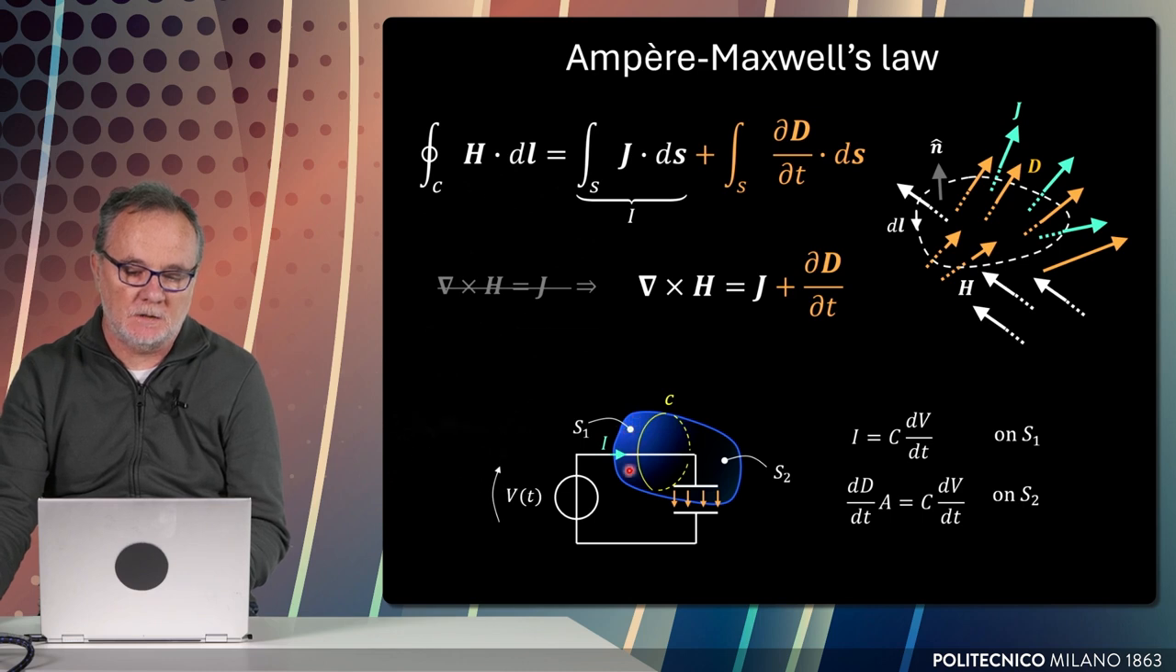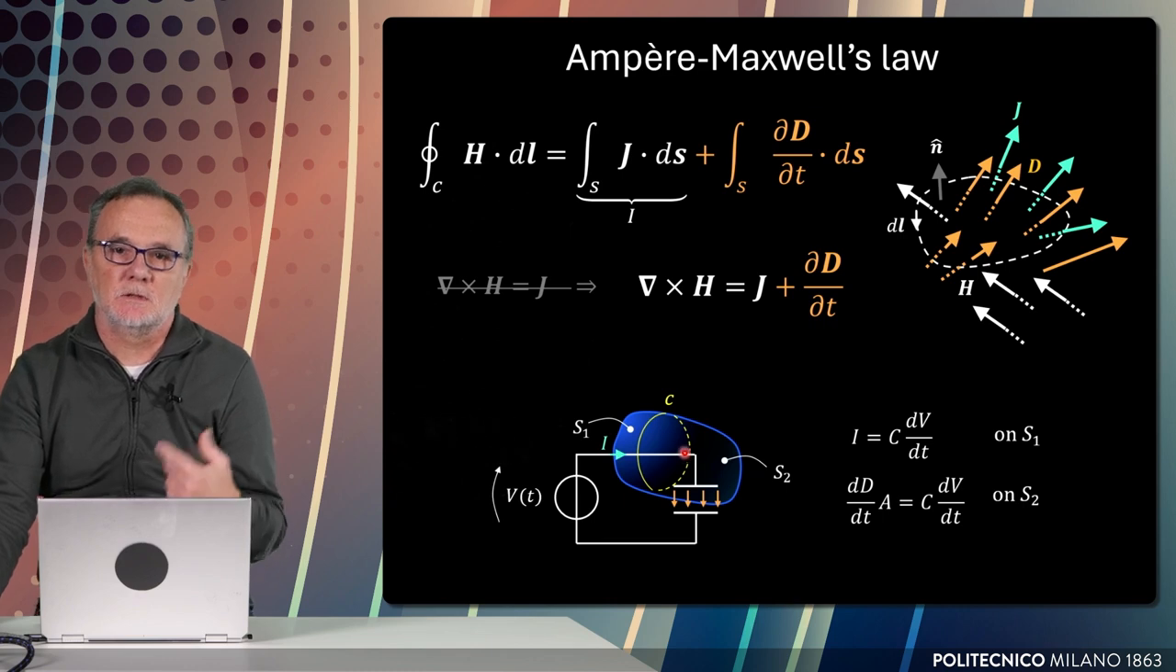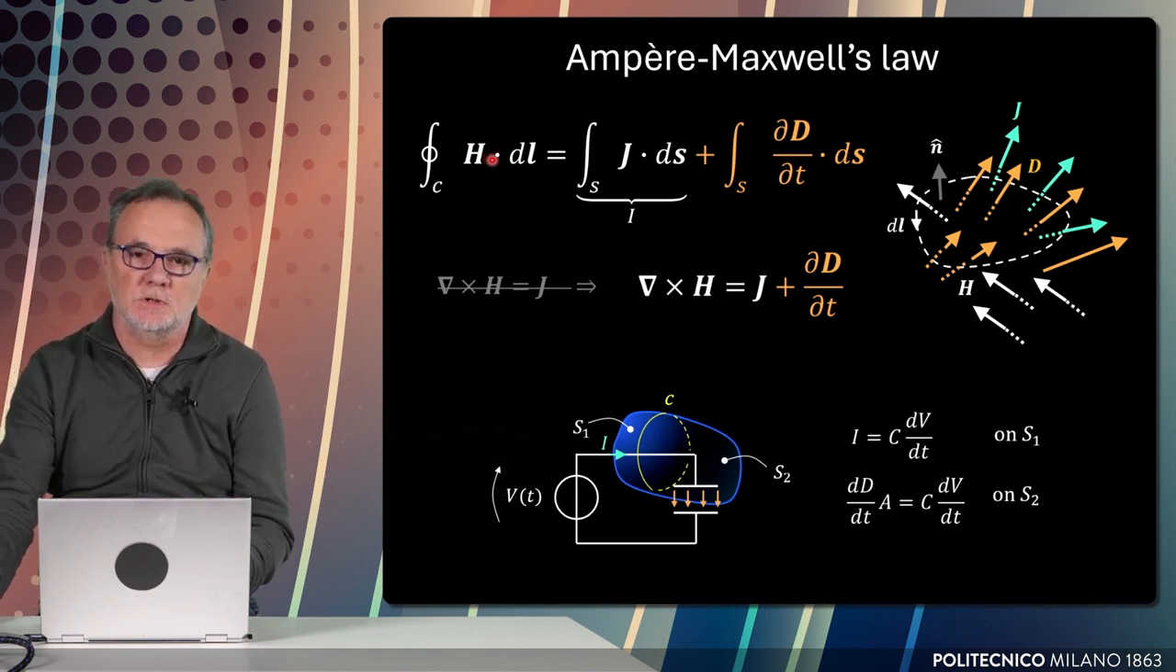Now, on the left part, it is quite clear that the circulation of H produces I, because it's the flux of I. On the right surface, S2, there's no I, because here in the capacitor, there's no current I. So what is the right-hand term contribution that equals the left-hand contribution, which is the circulation of H? It is the flux of D.